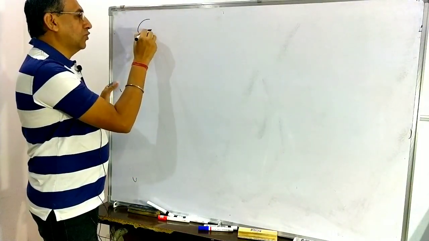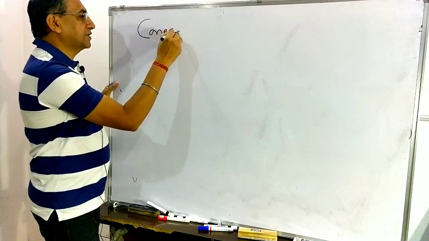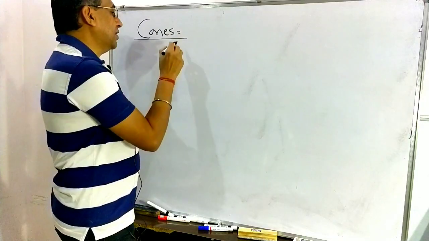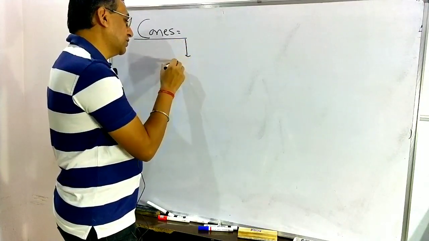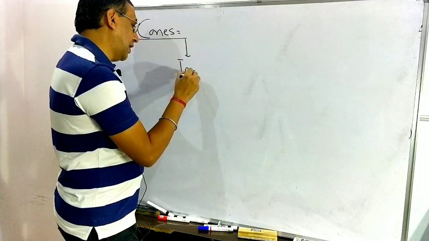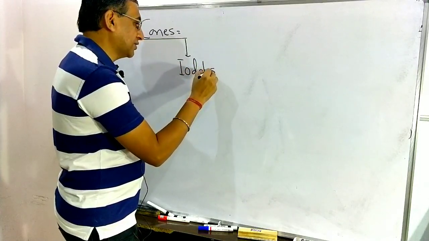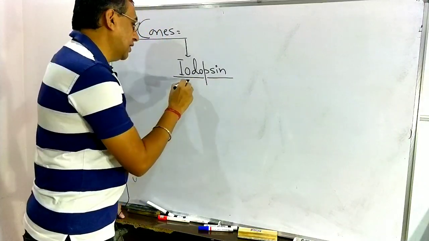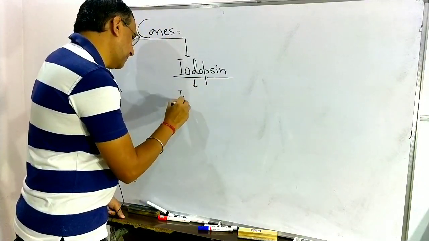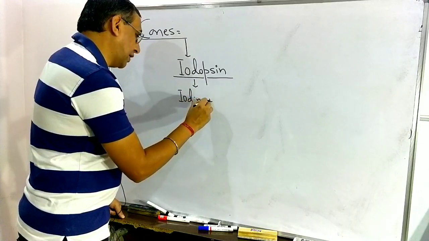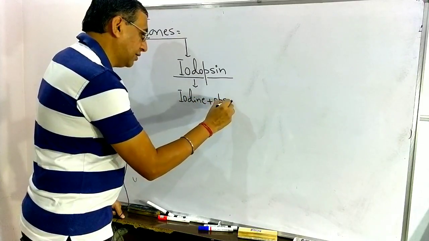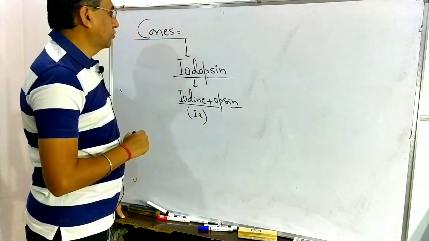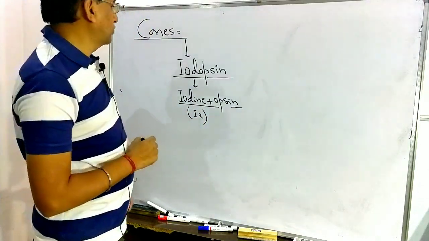After the rods, the cells which are present in the photoreceptive zone are known as the cones. In the cones, there is one pigment that is known as the iodopsin. Iodopsin is made up of iodine plus opsin, and here the iodine is present in the molecular form. That is the cones.